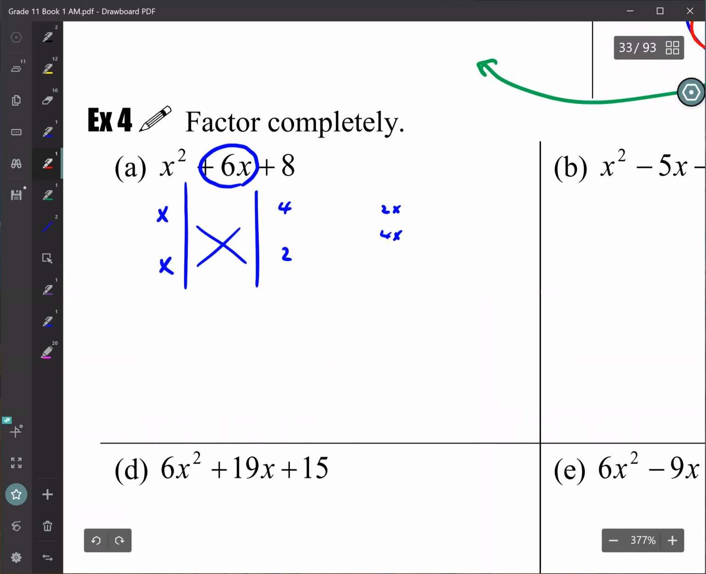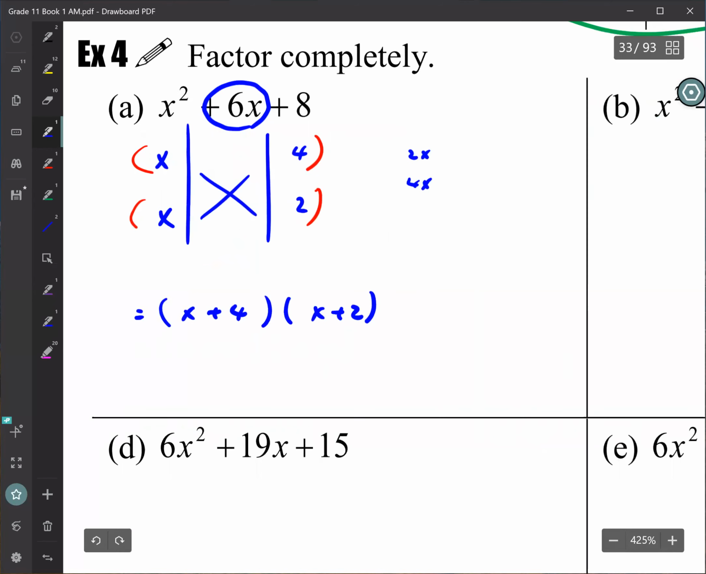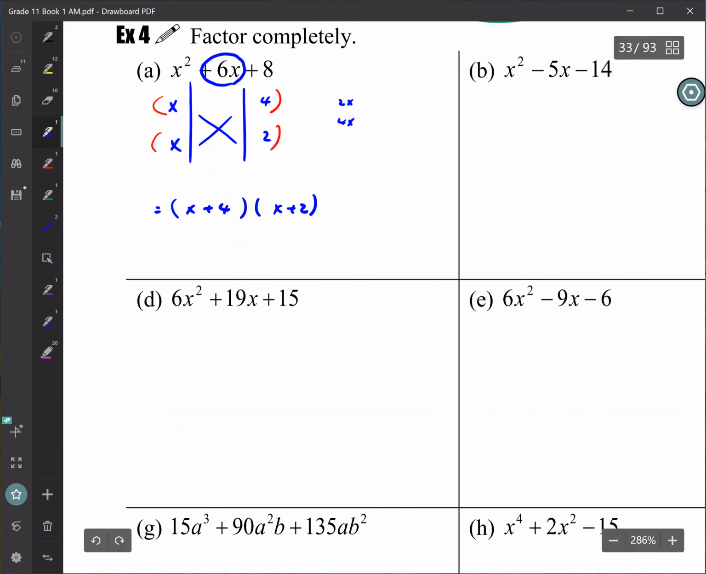But when we write the answer, we go horizontally, first bracket, second bracket. So your answer is x plus 4, x plus 2. And then that's all. Make sure you double check again for any GCF. If not, we'll move on.